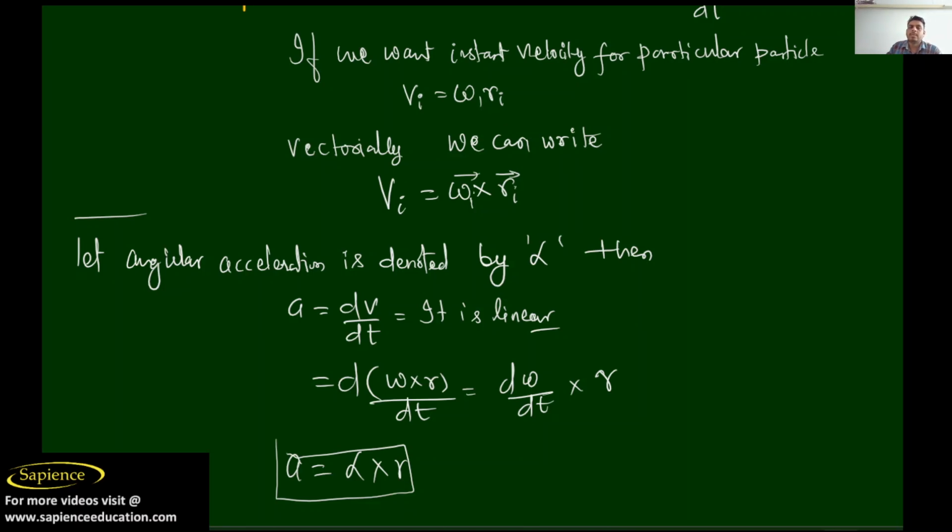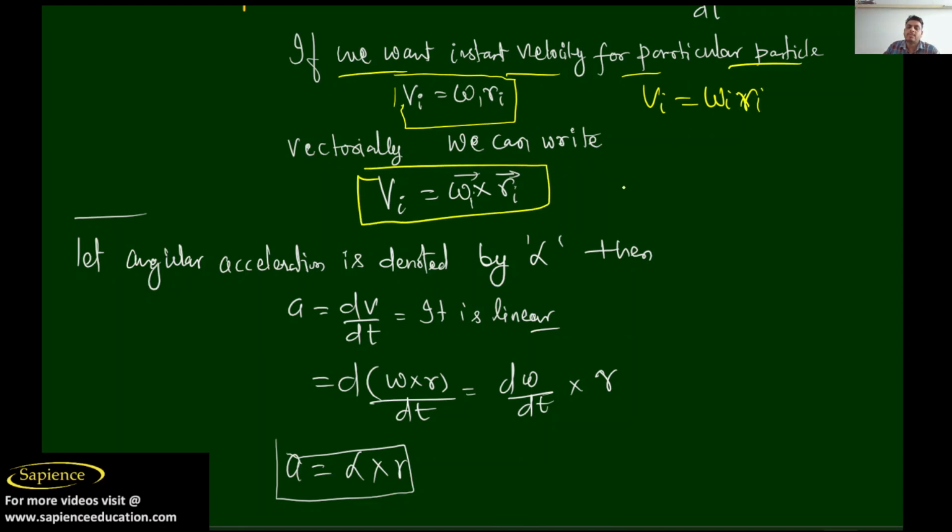If we want the instant velocity for a particular particle, for every particle, if I want linear velocity, we can write vi is equal to omega i into ri. We can write in the vector form omega cross r.